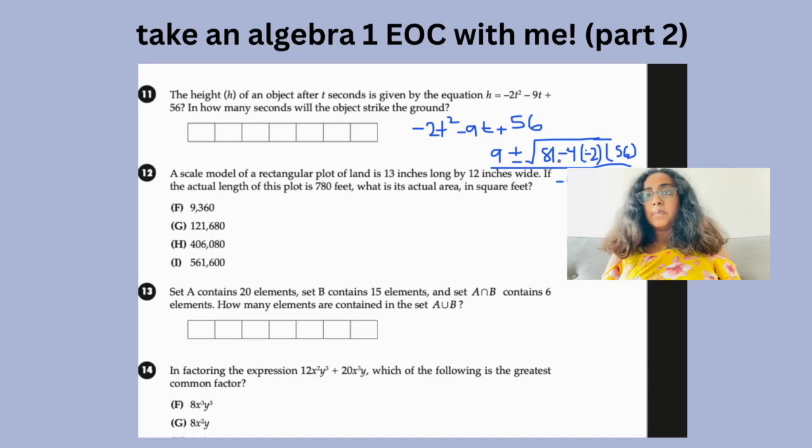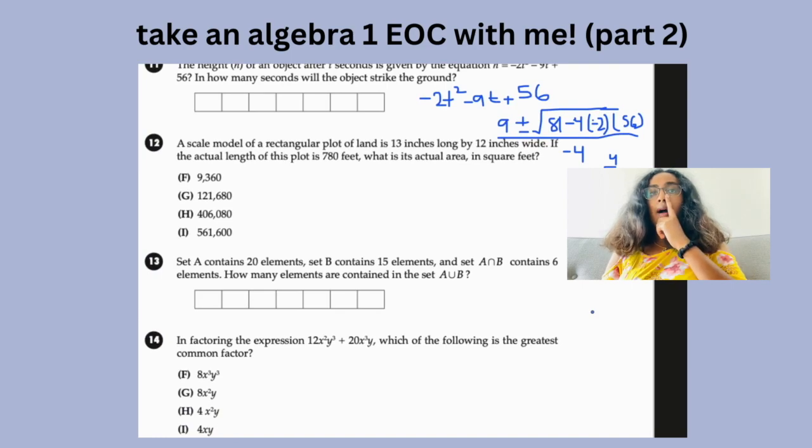So we have 81 plus, what is 4 times 2? That is 8. What is 56 times 8? I'm sorry, I do not have my calculator with me. 6 times 8, 48, so that is 448, and then you would have to add 81. Okay, so now we have 539.